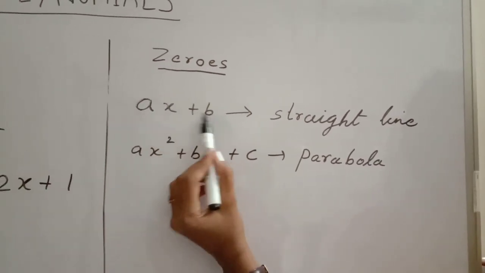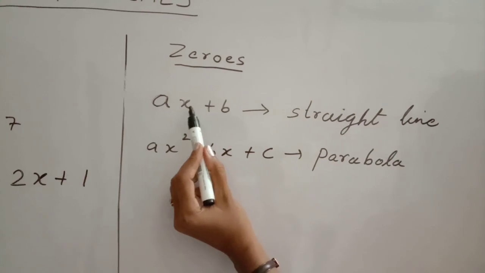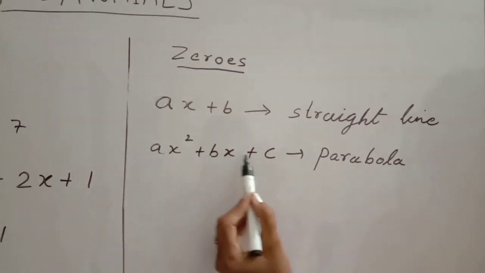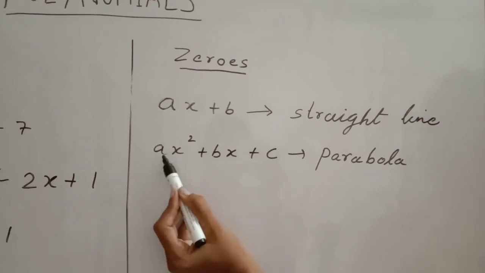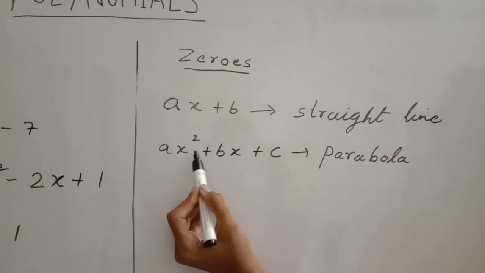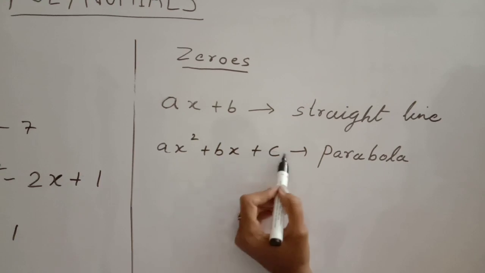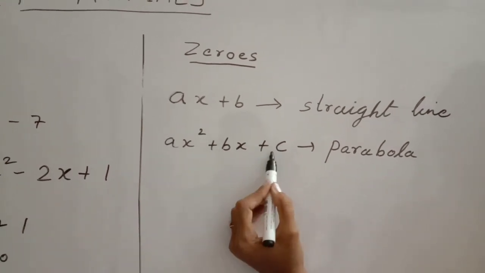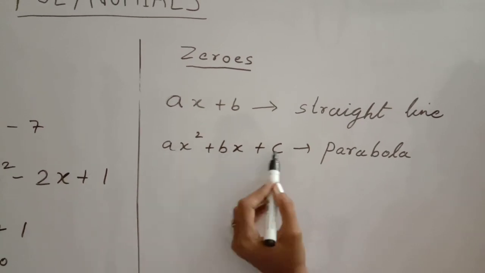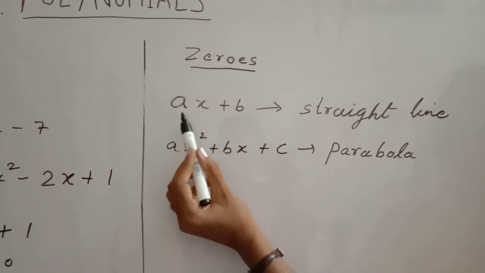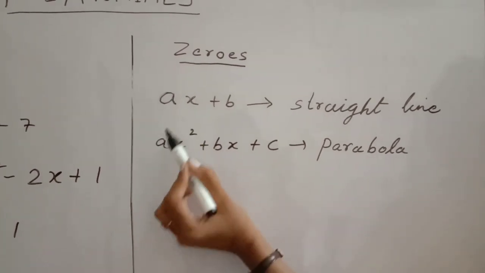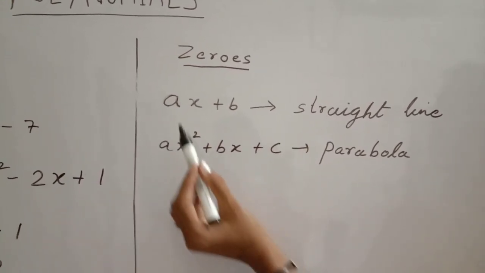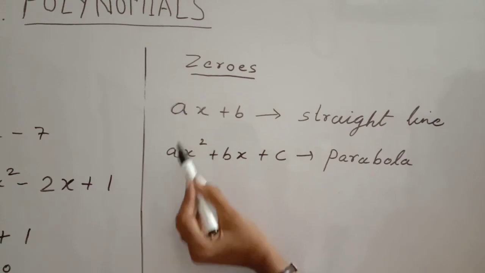Now ax plus b is the general form of a linear polynomial. Here a and b are any real numbers and x is a variable. And ax square plus bx plus c is the general form of a quadratic polynomial. Now see here, the highest power of x is 2. a, b, c are any real numbers. But the condition is a must not be 0. Then only it is a linear polynomial, and then only it is a quadratic polynomial. So a must not be 0 in both cases.